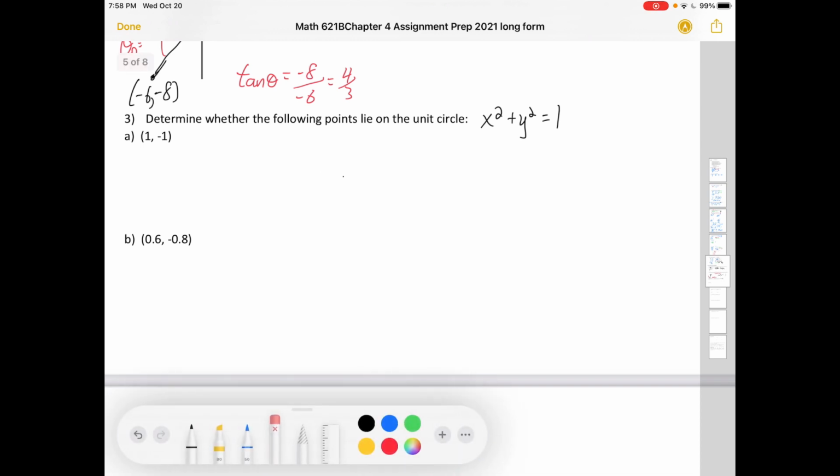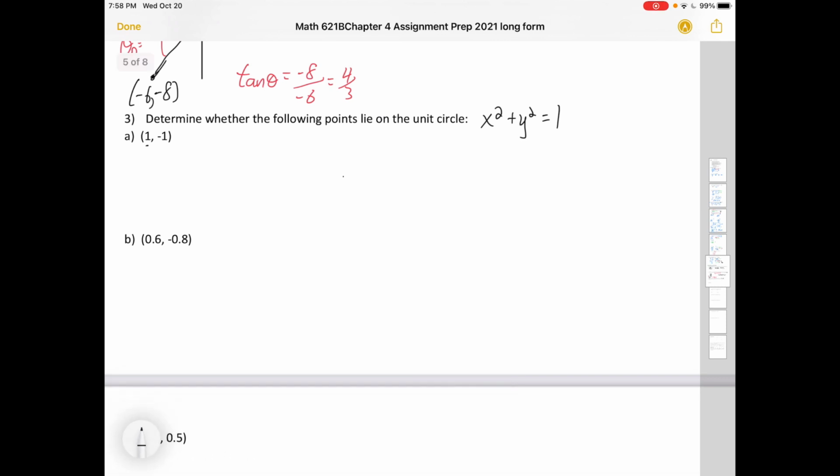So all I'm going to do is plug in the values 1 for x and negative 1 for y into the formula over here, x squared plus y squared equals 1, and see if it works out. So 1 squared plus negative 1 squared is one of my favorite mathematical symbols. Does that equal 1? Let's see, you get 2 on the left. Ooh, that's not equal to 1. No, this point doesn't work in the equation for the unit circle, so it's not on there.